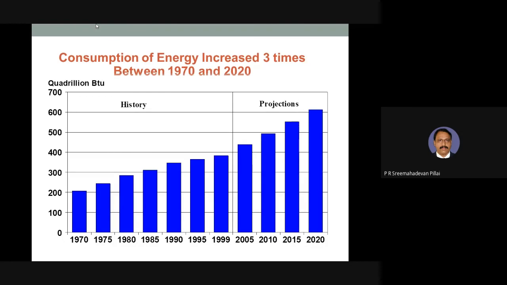Quadrillion means, quadra means 4. Trillion, you know. Trillion is 1,000 million. So 4 into 1,000 million British thermal units. Okay. And let us see the next slide then.